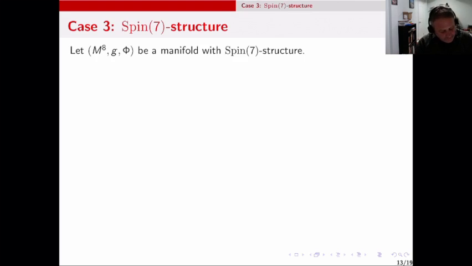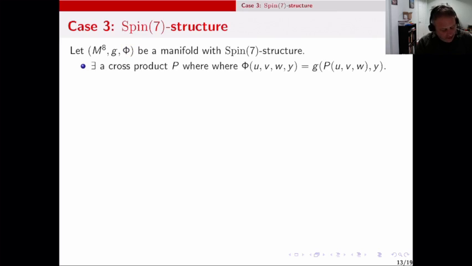So here's the setup. We have an 8-dimensional Riemannian manifold with a spin 7 structure. Remember, that's a special kind of non-degenerate 4 form. And it's a calibration. This is the calibration form. And just as we had for the G2 case, this 4 form, by raising an index with the metric, determines what's called a vector cross product. So the cross product takes 3 tangent vectors and gives you a tangent vector, and it's defined by the inner product of the cross product of U, V, W with Y being what you get when you plug all 4 of those into the 4 form. Okay? And we do not assume that the spin 7 structure is torsion free, that phi is closed. Okay, so the Cayley submanifolds can be defined. They're not necessarily minimal unless phi is closed.